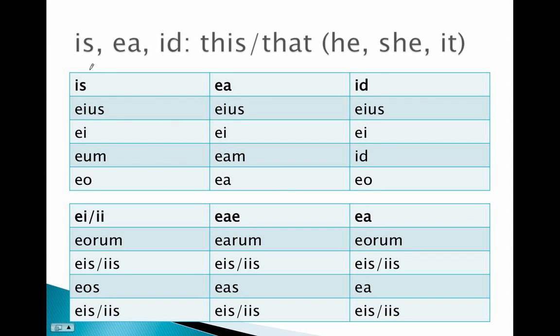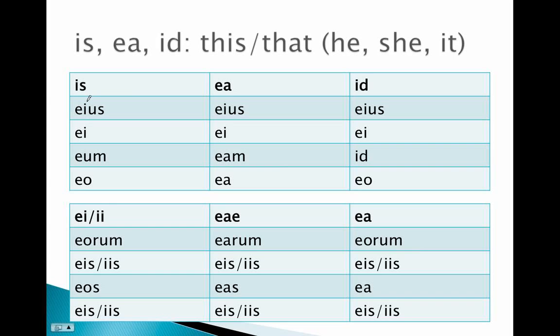Now the third one that we'll cover in this lesson is is, ea, id. And this is really a non-emphatic this or that. It's almost when we're just referring to something that's already been said or pointed out. So this or that woman, this or that man. Or it can be used by itself, and it will be the third person pronoun he, she, it: is, ea, id.